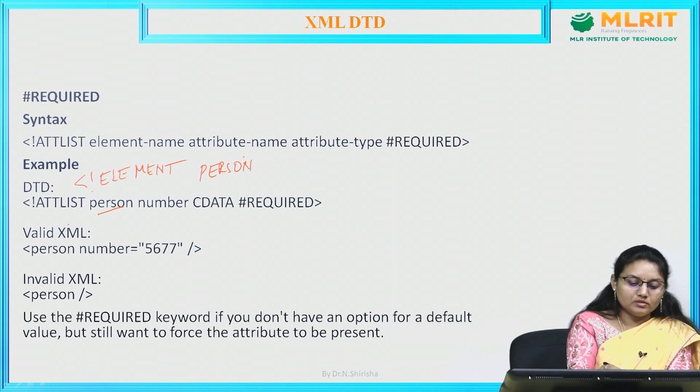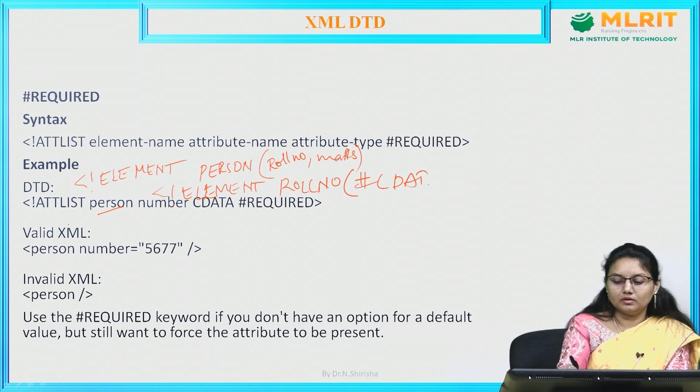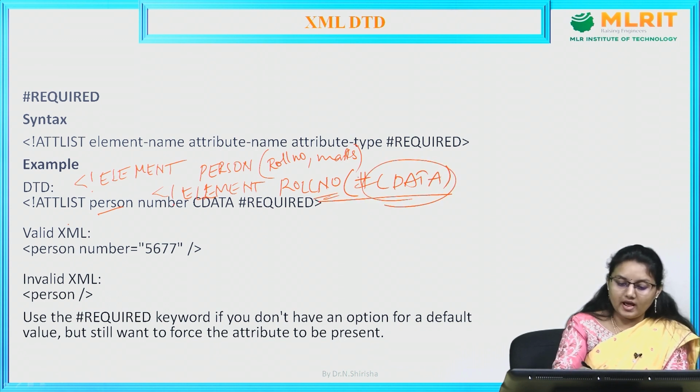It is having, let me say, roll number, marks, something like this. Then again you will write element, roll number, hash, C data. If you are writing like this, what happens? This is a character data, hash you are giving here.